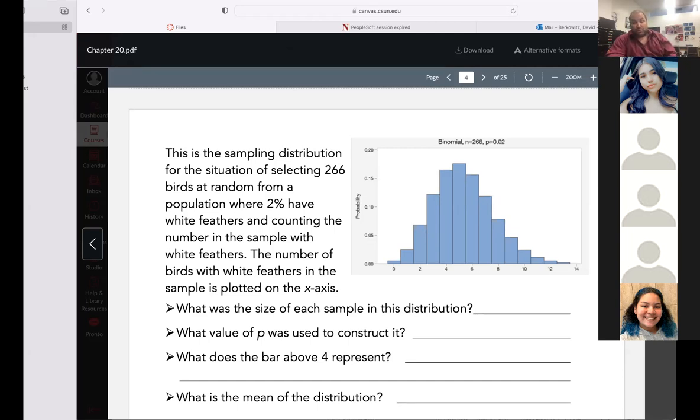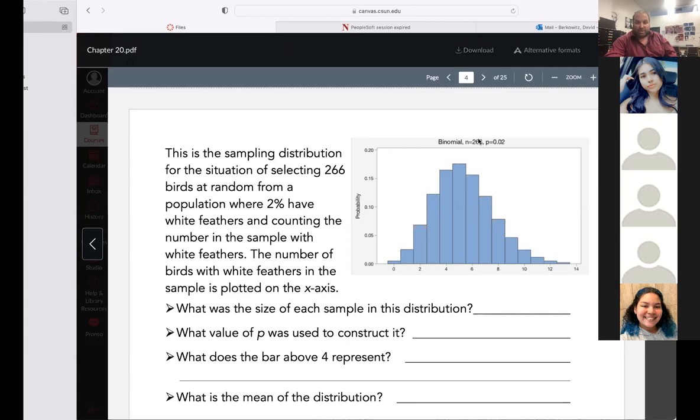But in this class, we don't do that. We do it in a different way. We do it graphically and we kind of get an idea. So let's look through a few examples. What we have here is a 266 sample size, n equals 266, true value 2%.